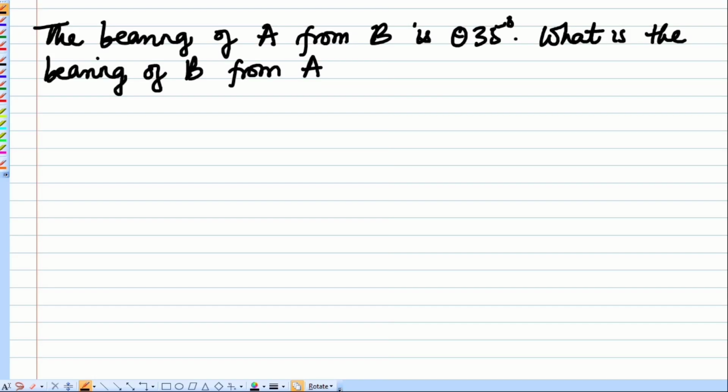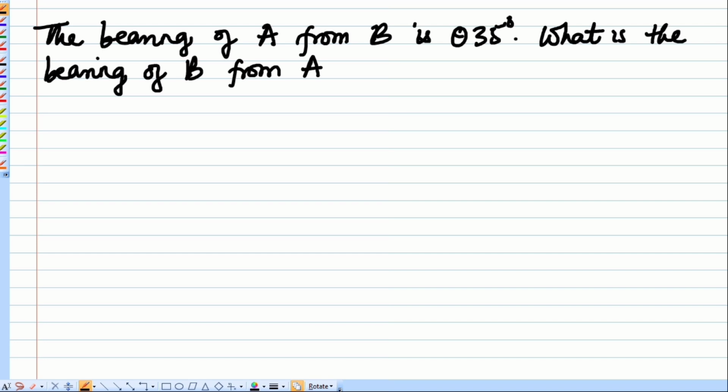Okay, my friends, we're going to solve more problems on bearing. This time around, we're going to look at bearing from a different perspective. So it says the bearing of A from B. That's the first question. The bearing of a point A from a point B is 035 degrees.